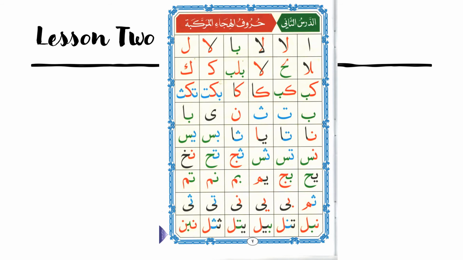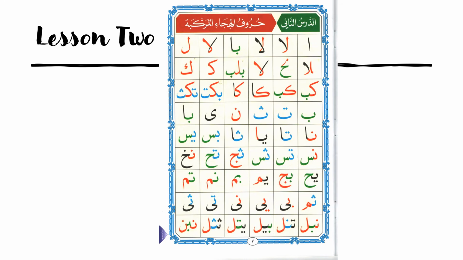So the ba, the ya, the noon, the ta, and the tha all have the same shape in the beginning and in the middle. They differ a little bit at the end. Ba and ta and tha look like this. The noon looks like this, and ya like this at the end. So the jim, ha, and kha all look this shape at the end, differing only in the dots.